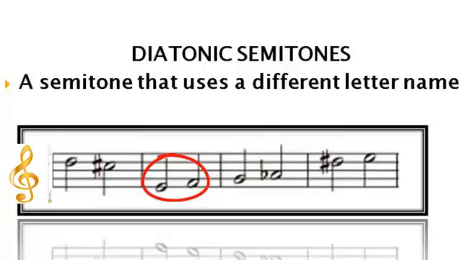E to F is a diatonic semitone because it has a different letter name. G to A flat is a diatonic semitone because it has a different letter name. And D sharp to E is a diatonic semitone because it has a different letter name.